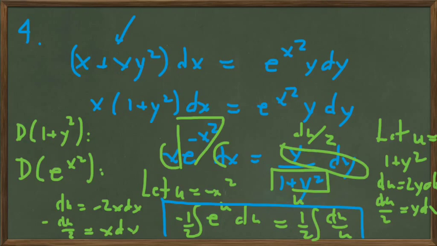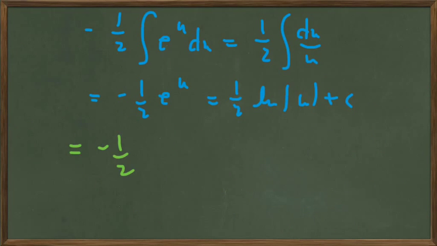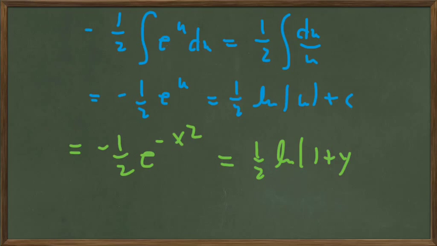So here on this left hand side, we let u equal minus x squared, and on the right hand side we had let u equal 1 plus y squared. And so the left side becomes, instead of e to the u, e to the minus x squared, and the ln of u becomes ln of 1 plus y squared plus c.